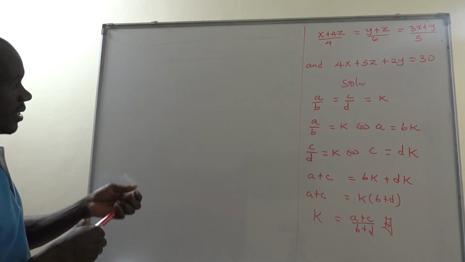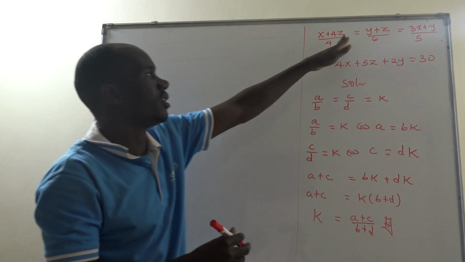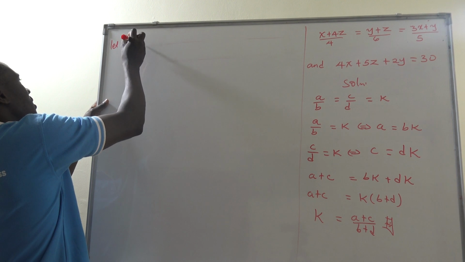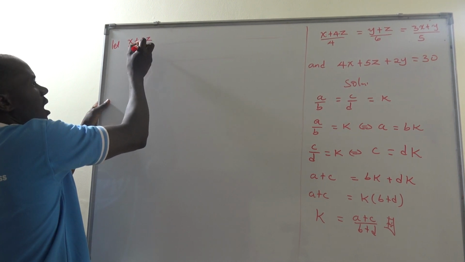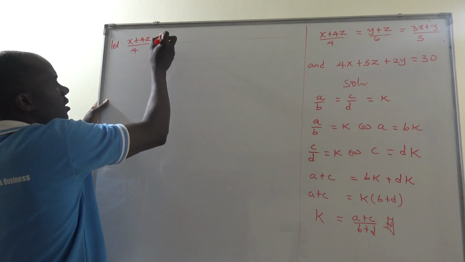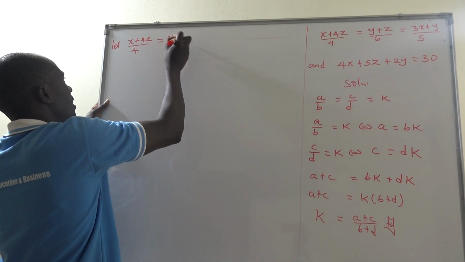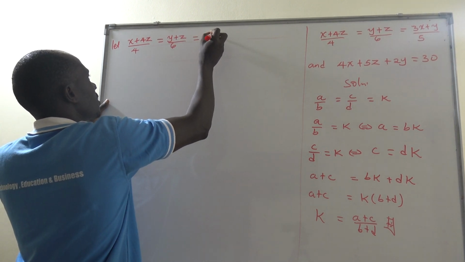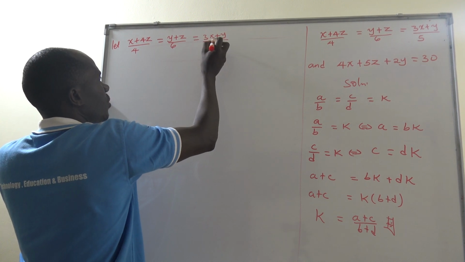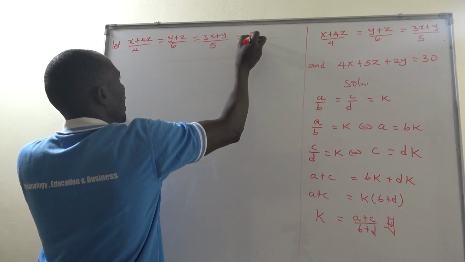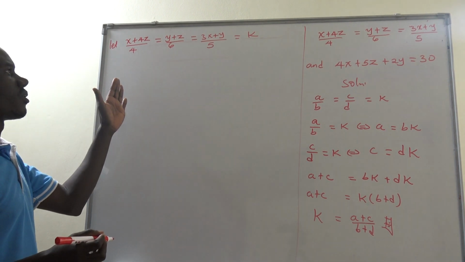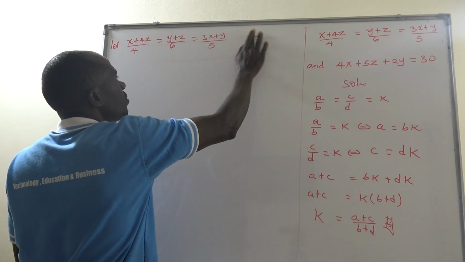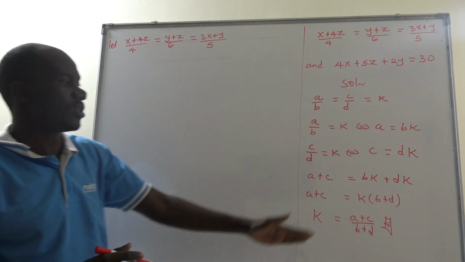So we are going to start by looking at the first one, which is having in terms of the resource. You start by baptizing it. You say, let x plus 4z out of 4 equals y plus z out of 6 equals 3x plus y out of 5 equals K. So we are going to equate every scenario to that. But since they have said the hence, that means there is no need of you to equate to that K. Why am I saying that? Because they have said the hence.